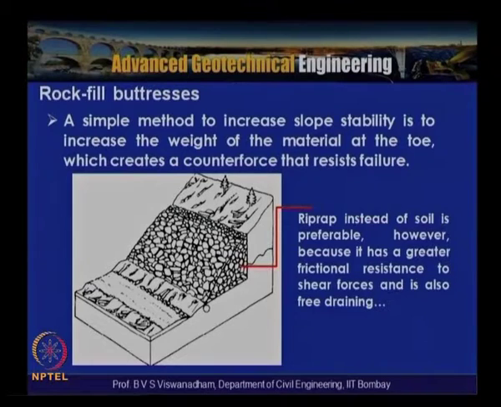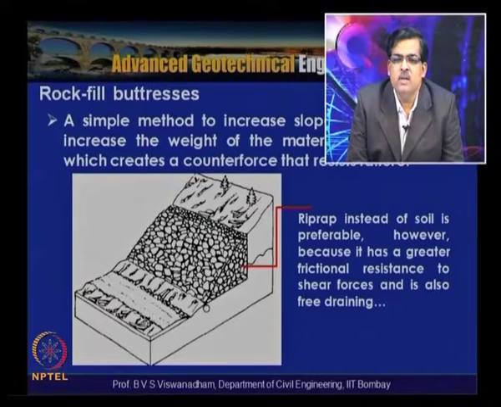If you use this buttress material or riprap instead of soil, it is preferable because the frictional resistance between these granular stones is high, giving good resistance against the shear or disturbing forces. At the same time, the slope is kept free of water because of the free draining capability of these buttress materials, which are nothing but stones. So the rock fill buttress is a simple method to increase the slope stability.